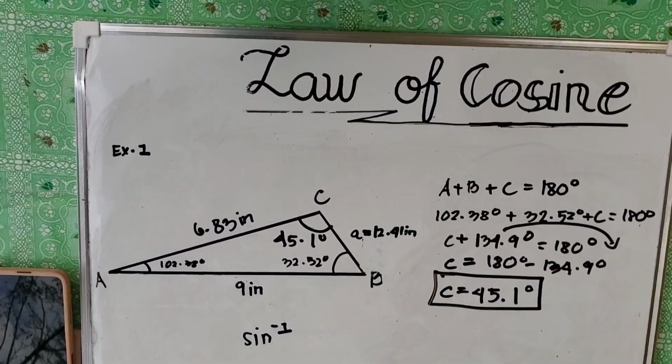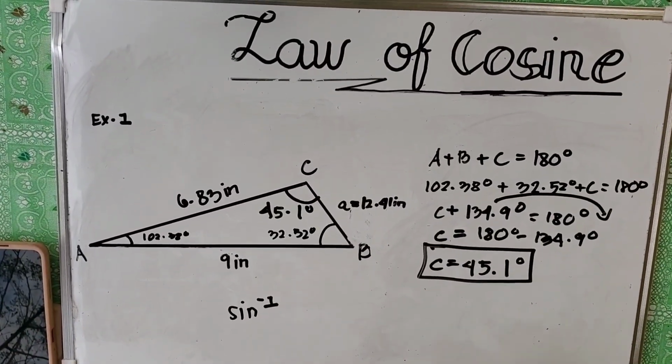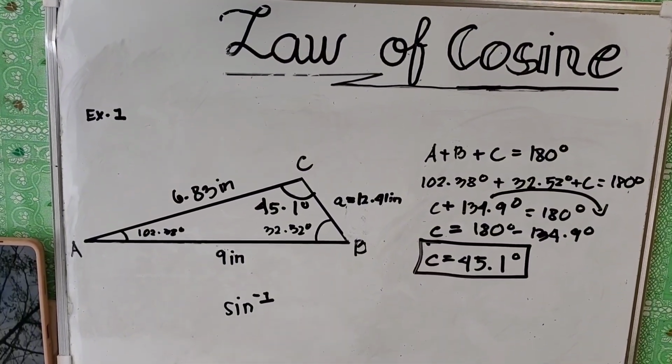45.1 degrees. And that is all about the law of cosines. That concludes our discussion about this topic. Thank you, and see you in our last video.